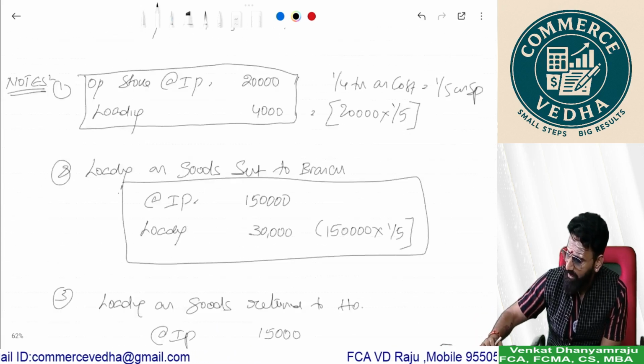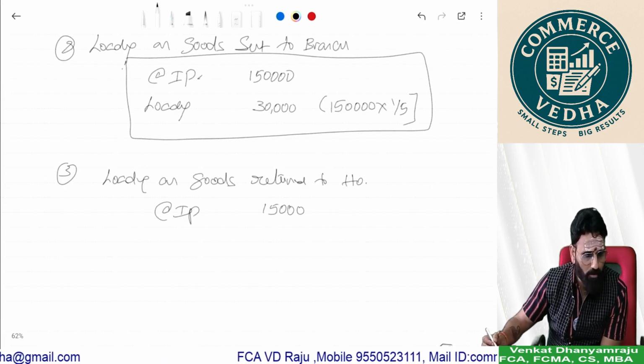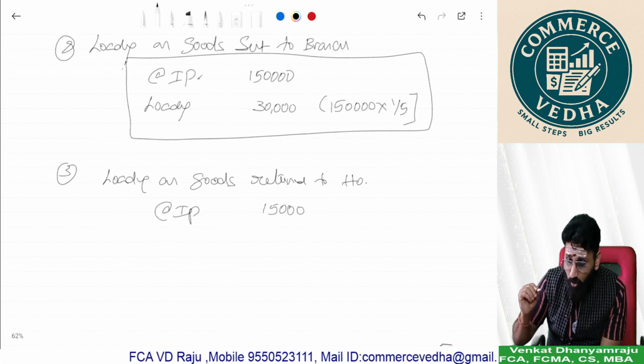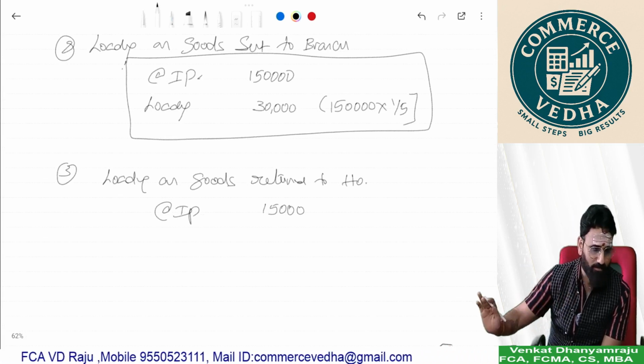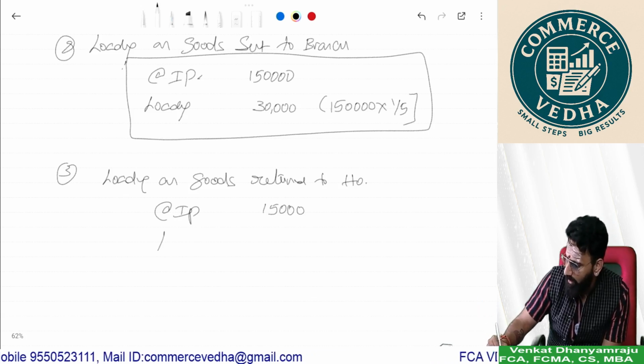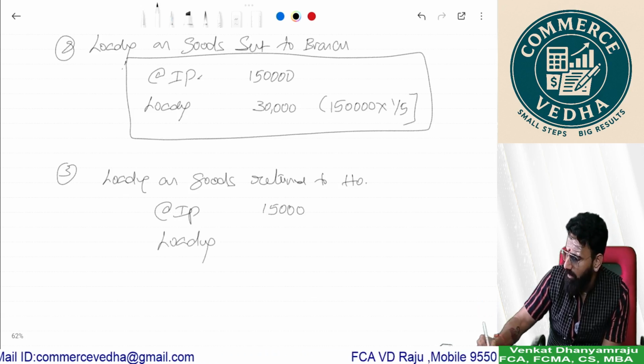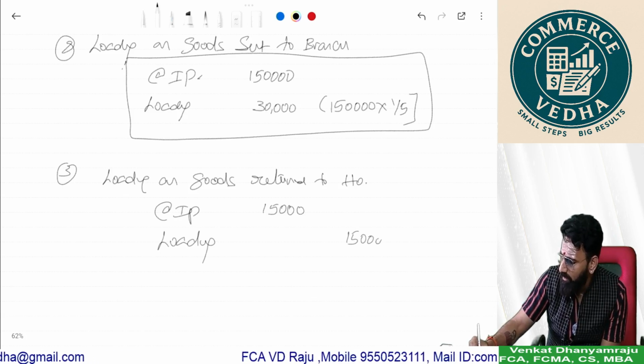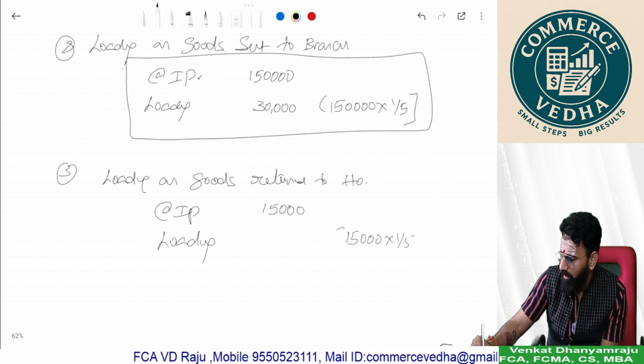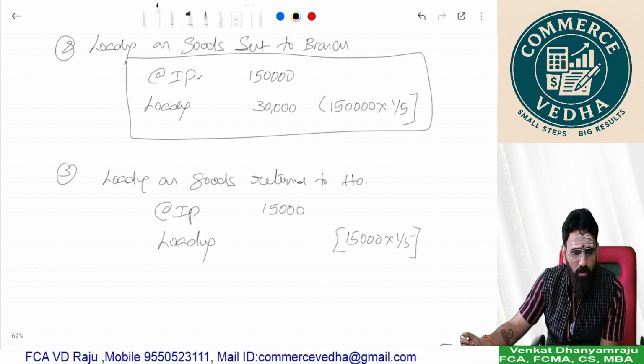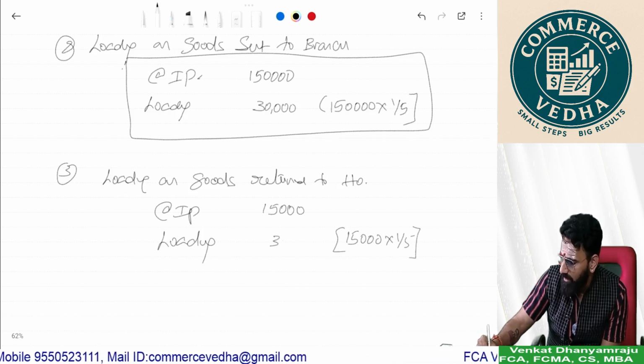So when it is returned, I should identify what is the loading on it. Loading should be checked only on the goods, nothing else. Now loading is 15,000 into 1 by 5, because 1/4 on cost equals 1/5 on selling price, so 3,000.